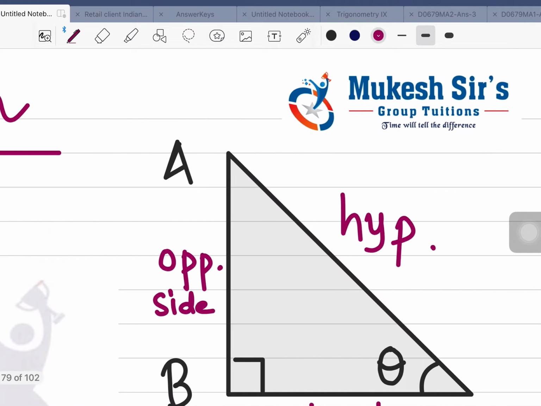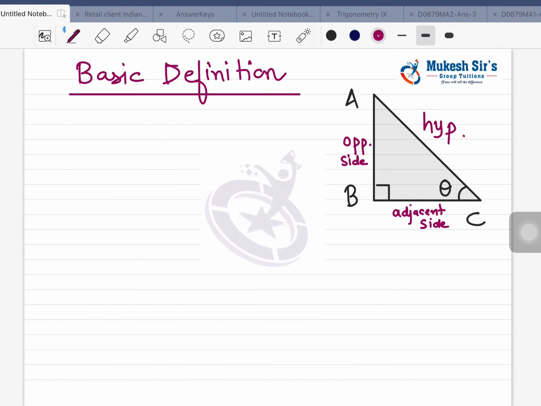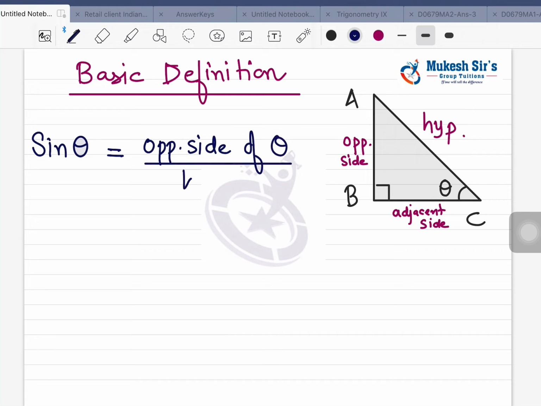And as usual, AC is the hypotenuse. Now we define the ratios. The first ratio is the sine ratio. Sine is always written with an angle: sine theta is equal to the opposite side of theta upon hypotenuse. So here, sine theta is equal to the opposite side of theta, which is AB, and the hypotenuse is AC.